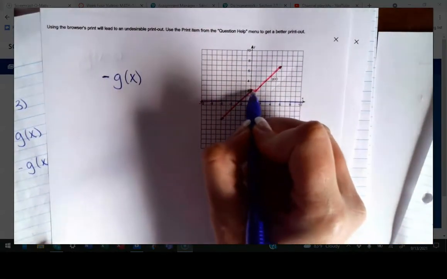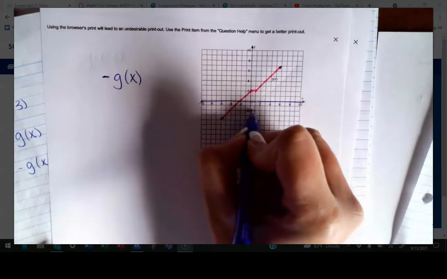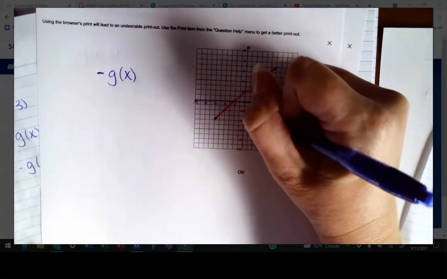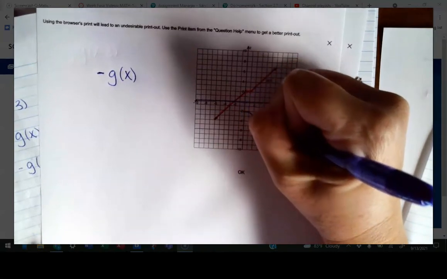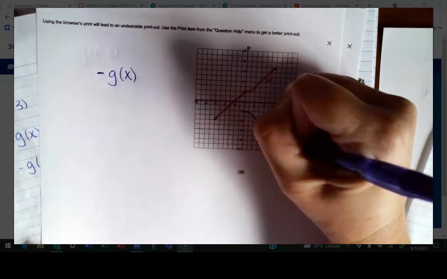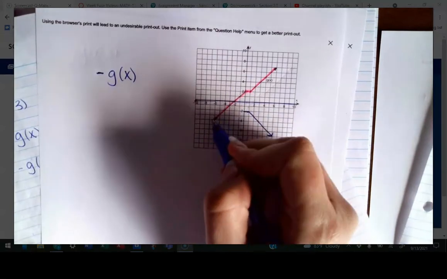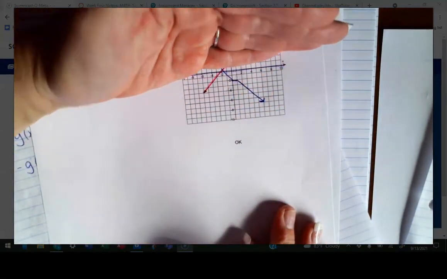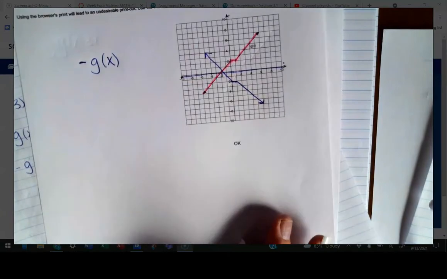This is 2 steps above, so this one must be 2 steps below. This is going up and to the right, so this must be going down and to the right. From here it's down to the left, so this must be up to the left. So it's going to look like that. Now if I fold it on the x-axis, it's just going to lay on top of itself.